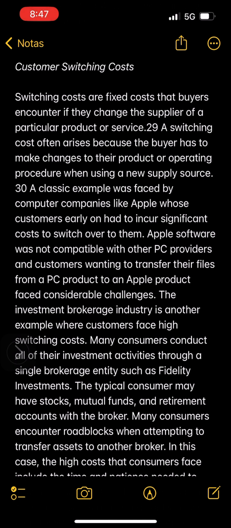The investment brokerage industry is another example, where customers face high switching costs. Many consumers conduct all of their investment activities through a single brokerage entity such as Fidelity Investments. The typical consumer may have stocks, mutual funds, and retirement accounts with the broker. Many consumers encounter roadblocks when attempting to transfer assets to another broker. In this case, the high costs that consumers face include the time and patience needed to complete the transfer.